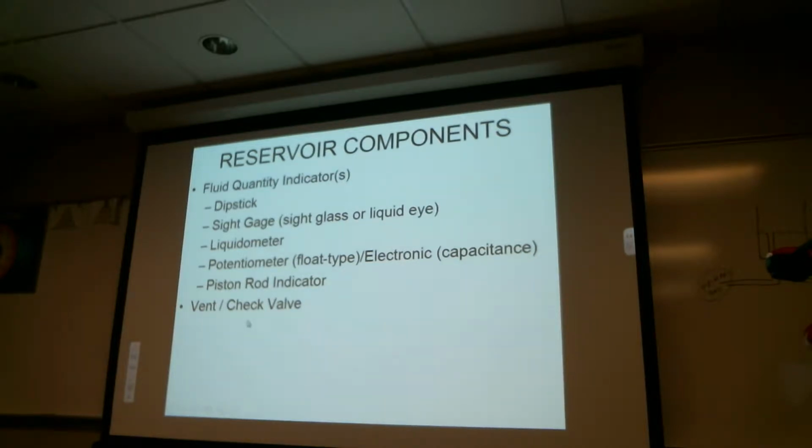Many of the vents contain a check valve. And if the aircraft should go into an unusual attitude, the check valve closes off to prevent spillage of hydraulic fluid out the vent opening.